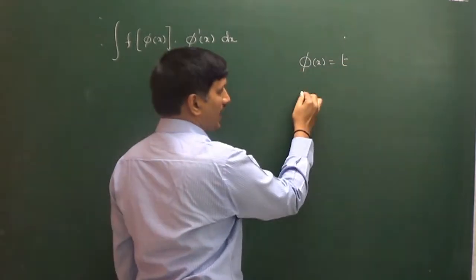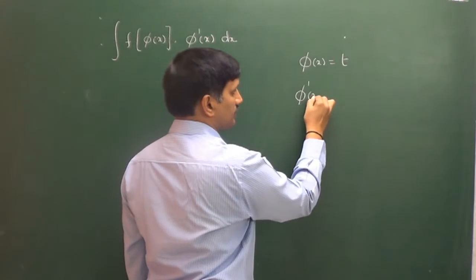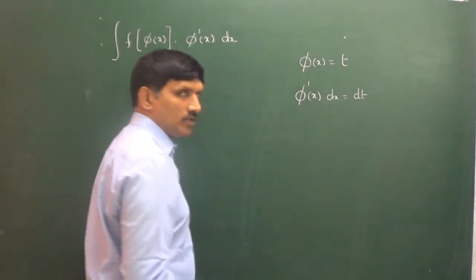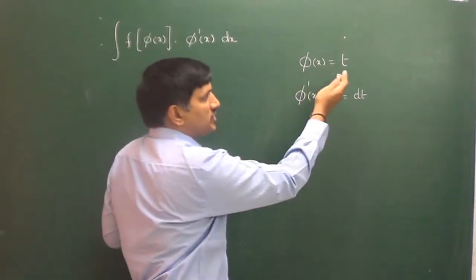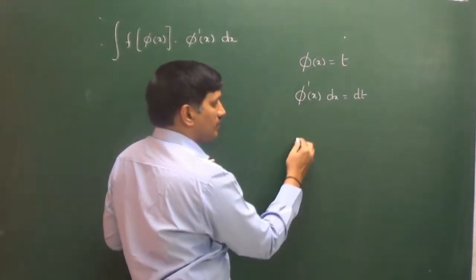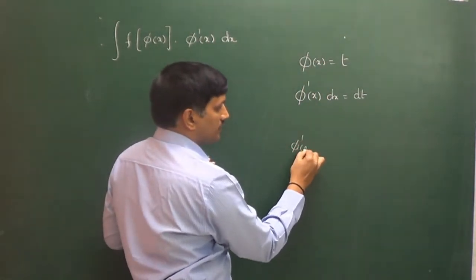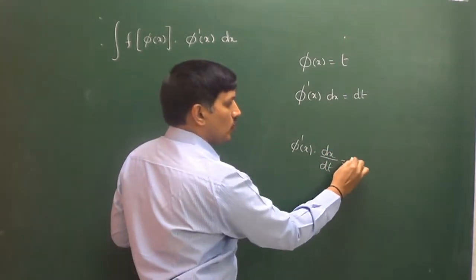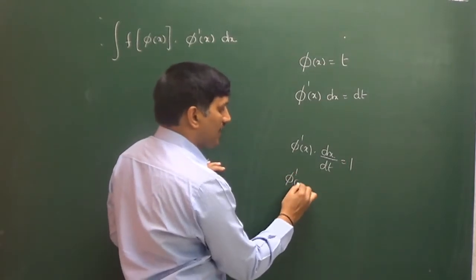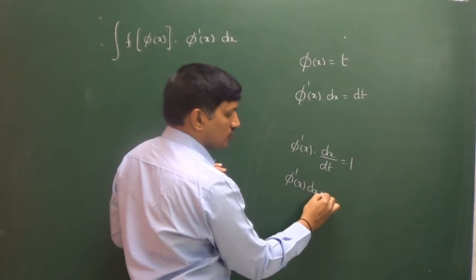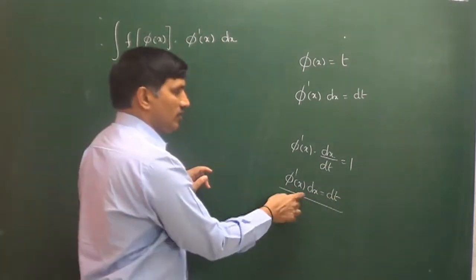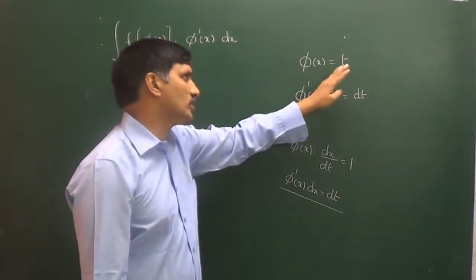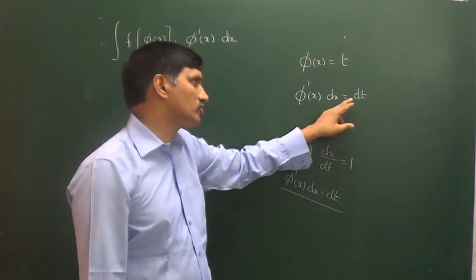Then differentiate both sides. Phi dash of x into dx is equal to dt. Actually, its meaning is we are differentiating both sides with respect to t. That means phi dash of x into dx by dt is equal to 1. That's what we are writing: phi dash of x into dx is equal to dt. So directly we can write this step. We take phi of x equal to t, differentiate both sides, and phi dash of x dx is equal to dt.